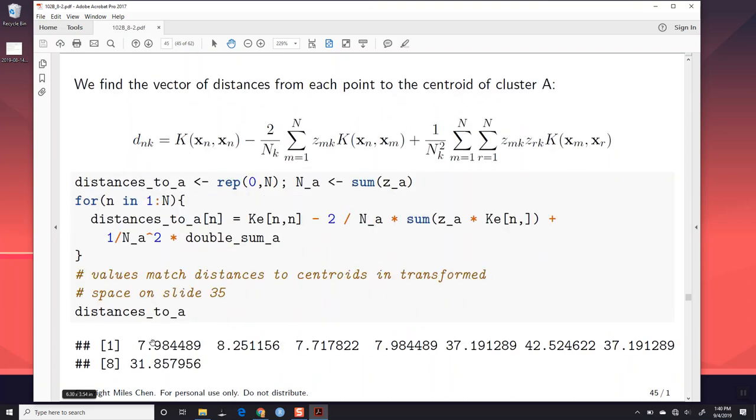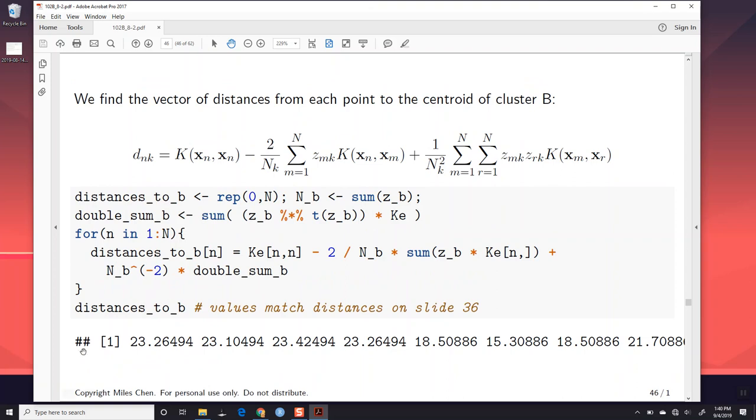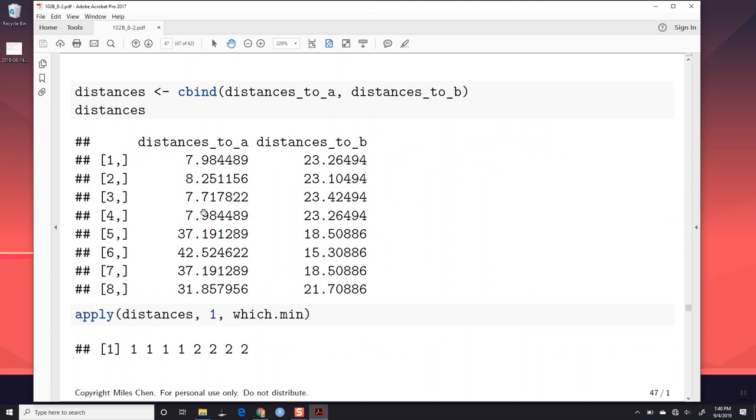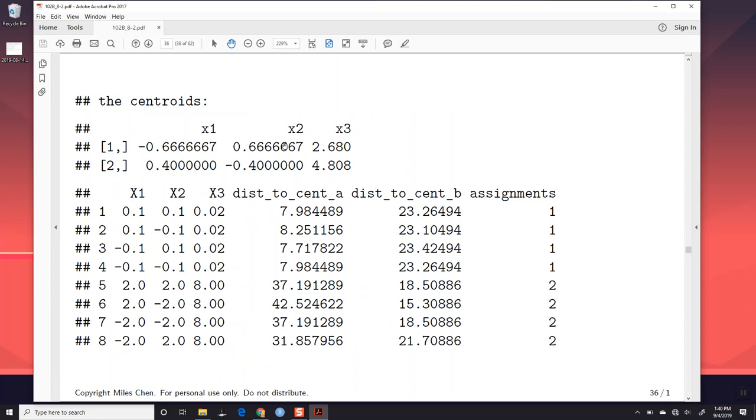I've calculated the distances from point one to the centroid of cluster A without actually calculating the centroid of cluster A. And I've calculated the distances from each point to the centroid of cluster B without actually calculating the centroid of cluster B, without doing the actual transformation using the phi function. And so these are the results if I bind them together, and if I flip back to slide 36, we can see the distances are exactly the same.